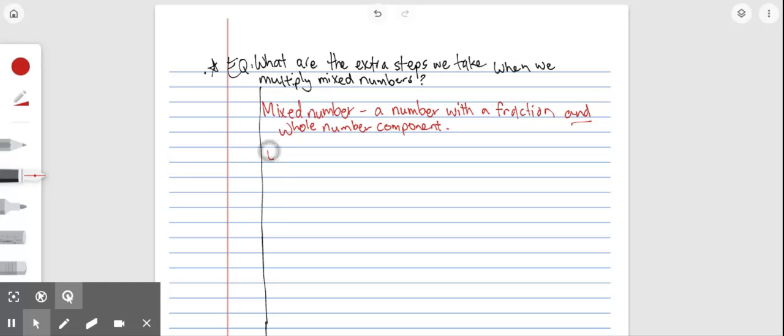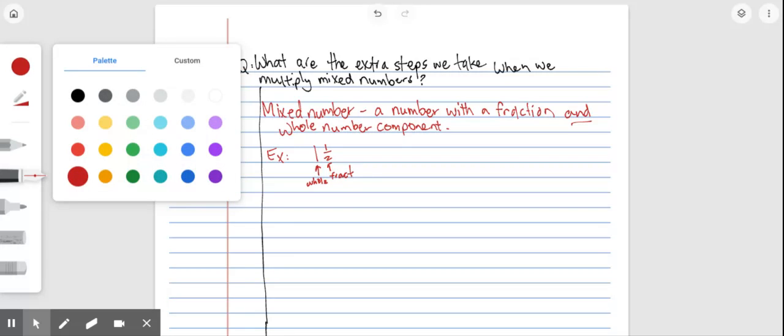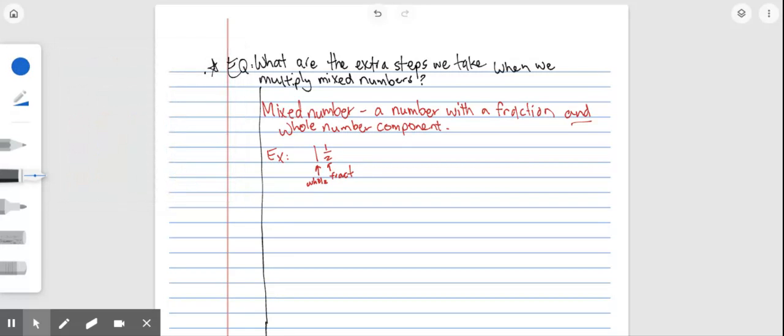For an example, you might have 1 and 1/2. Notice it's got the whole number, and it's got the fraction component. Of course, you know this. I'm just refreshing us. So when we multiply mixed numbers, basically one of the numbers is a mixed number. And the reason it's important to think about this is because we can't just multiply the way we are used to doing. We can't just take the numbers and multiply them straight across. We have to do an extra step.